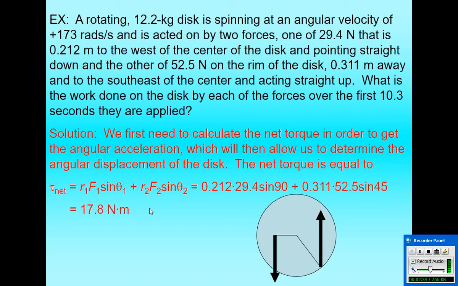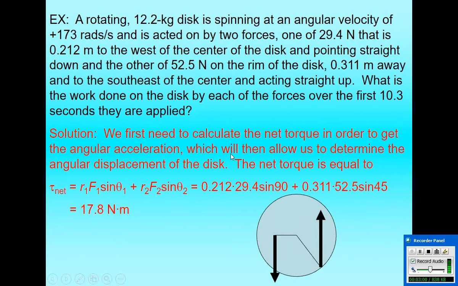And the other is 52.5 newtons. It is pointing straight up. It is on the rim, acting on the rim of the disk, which is 0.311 meters away from the center. And the location where it's acting is exactly southeast of the center. So you can see the diagram down here with the locations of those two forces.